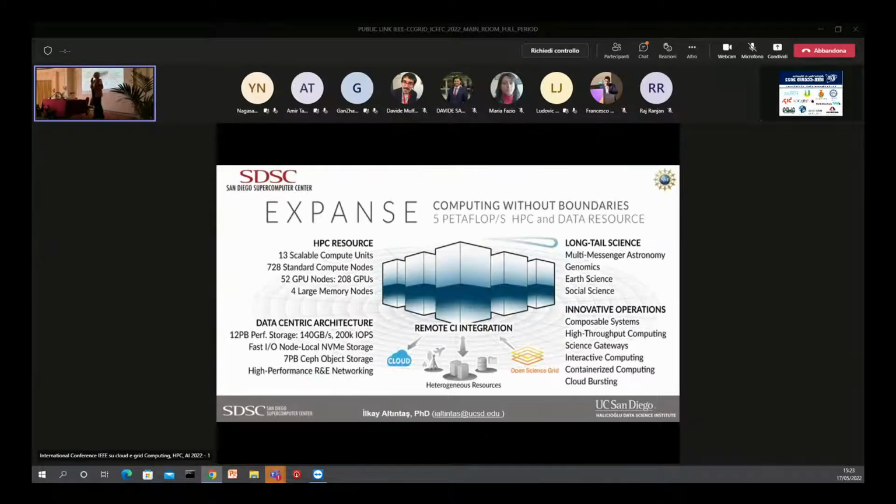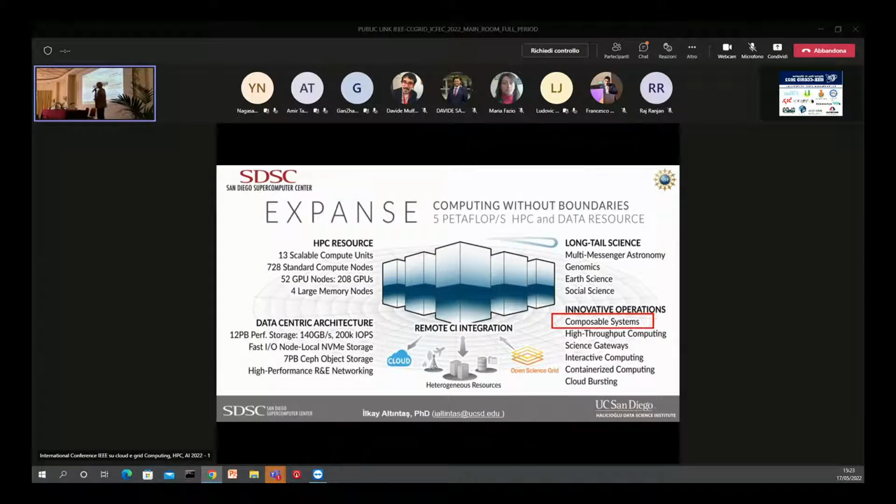So what are some composable systems? Expanse is our latest supercomputer at the San Diego Supercomputer Center. It's not just a composable system, it's a full-blown supercomputer. But it has some innovative capacity. It has, for instance, cloud bursting to commercial clouds through Slurm, or it has a gateway that many people from different communities can access through.